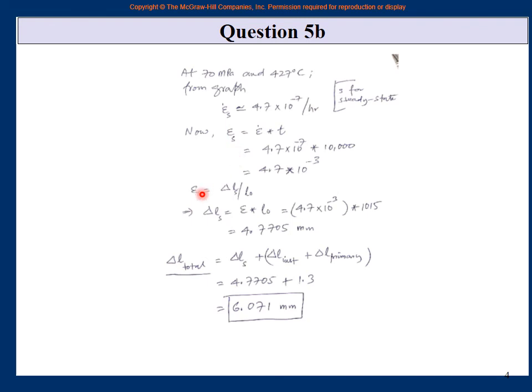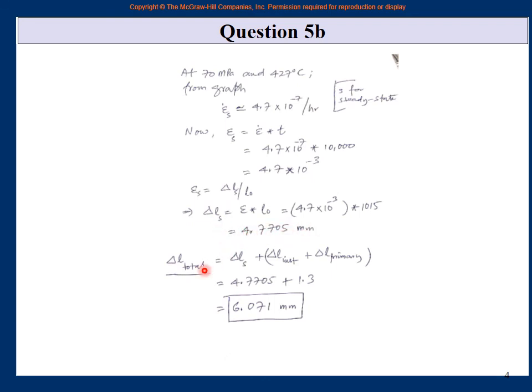Now strain is change of length upon length. So change of length is strain into original length. So this is the strain multiplied by the original length of 1015 millimeter. You have the change in length in the steady state creep region of this.